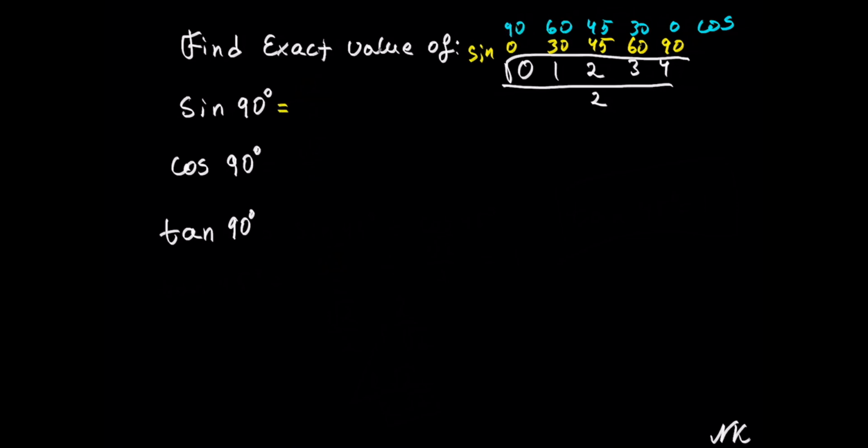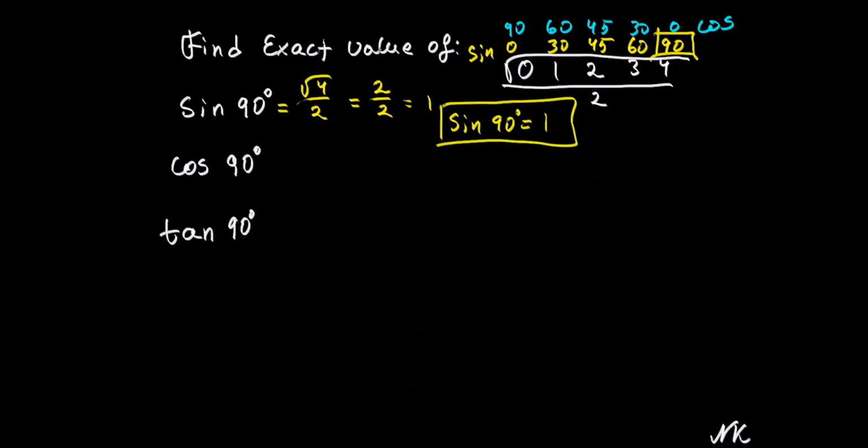Reference for 90 degrees for sine is on top of 4, so sine of 90 degrees is equal to square root of 4 out of 2. This will simplify into square root of 4 is 2 out of 2, which is equal to 1. So sine of 90 degrees is equal to 1. Cosine of 90 degrees, reference for cosine of 90 degrees is on top of 0. So cosine of 90 degrees is equal to square root of 0 out of 2. Square root of 0 is 0 divided by 2. 0 divided by 2 is equal to 0. So cosine of 90 degrees is equal to 0.